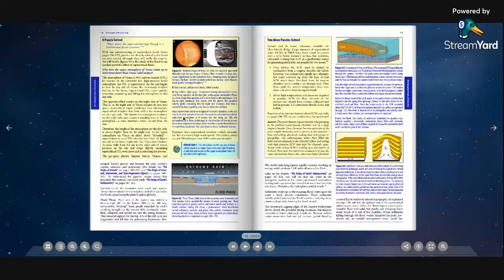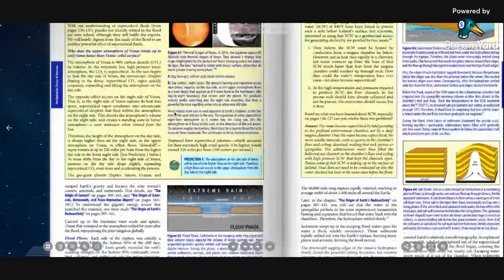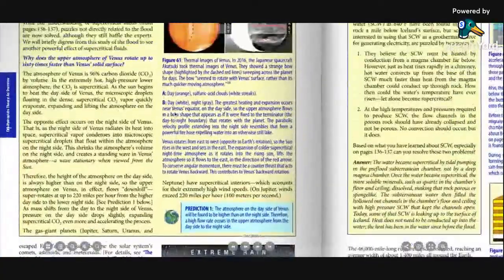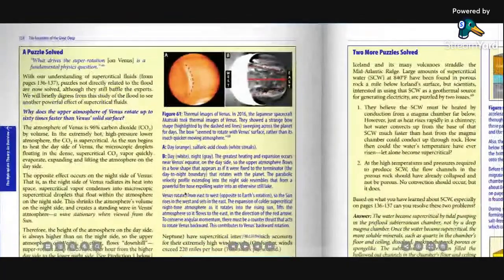In the Beginning by Walt Brown, 9th edition. This is page 138. A puzzle solved. What drives the superrotation on Venus is a fundamental physics question.